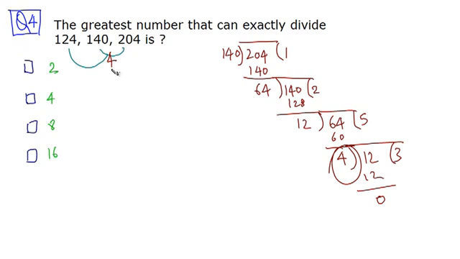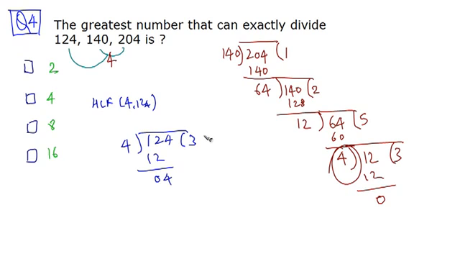So we have 4 here. Now we have to calculate the HCF of 4 and 124. Again, we can divide 124 by 4, and actually it is exactly divisible by 4. 4 3s are 12, and 4 1s are 4. So the remainder is 0. So this is the HCF of these two.